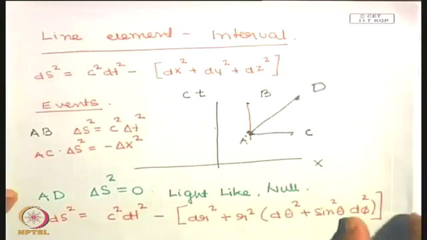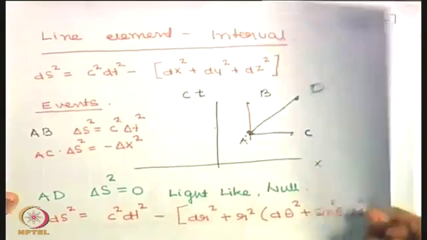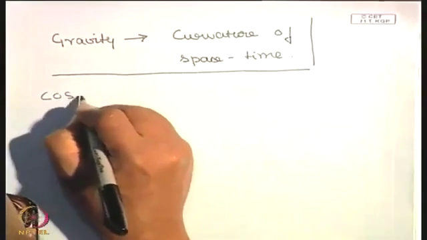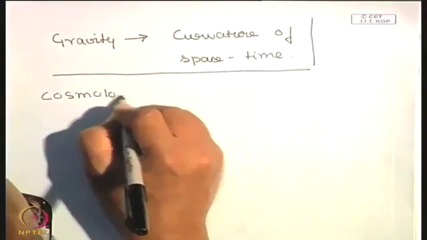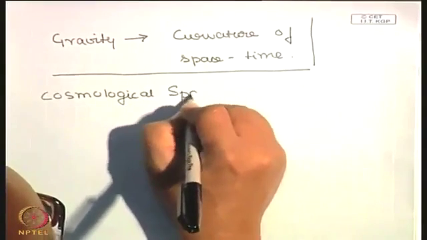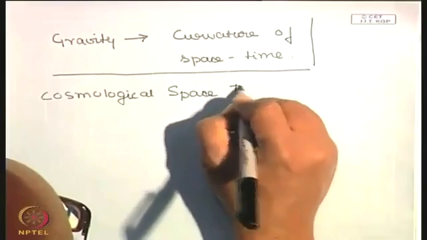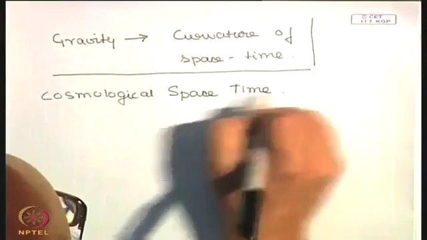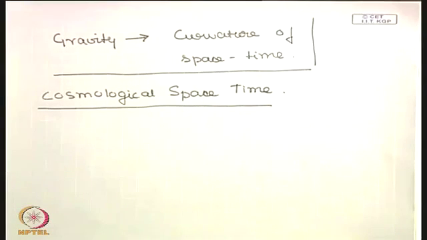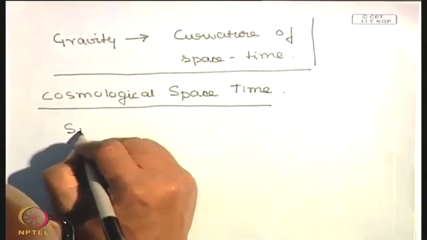in this cosmological space time? So, what is this space time that we are interested in? We are interested in a cosmological space time, and the cosmological space time is one that satisfies the cosmological principle. The cosmological principle is that space is homogeneous and isotropic.